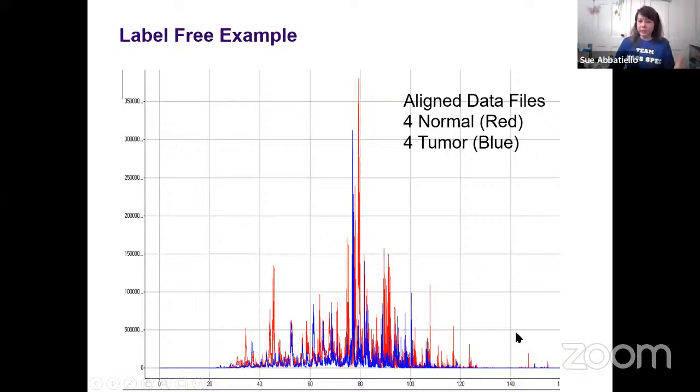So an example here from a label-free experiment, we ran the same normal sample in red 4 times and the same tumor sample in blue 4 times. And because of the nature of LC-MS, particularly using nanoflow, often you get retention time shifts. So that doesn't show the alignment, but often the data can be aligned by looking at retention time and mass to charge features so that they can overlap.